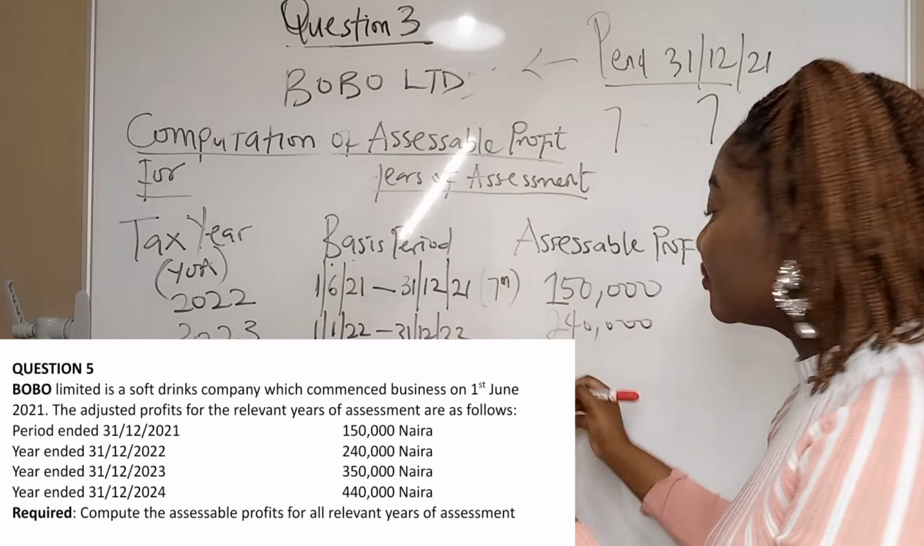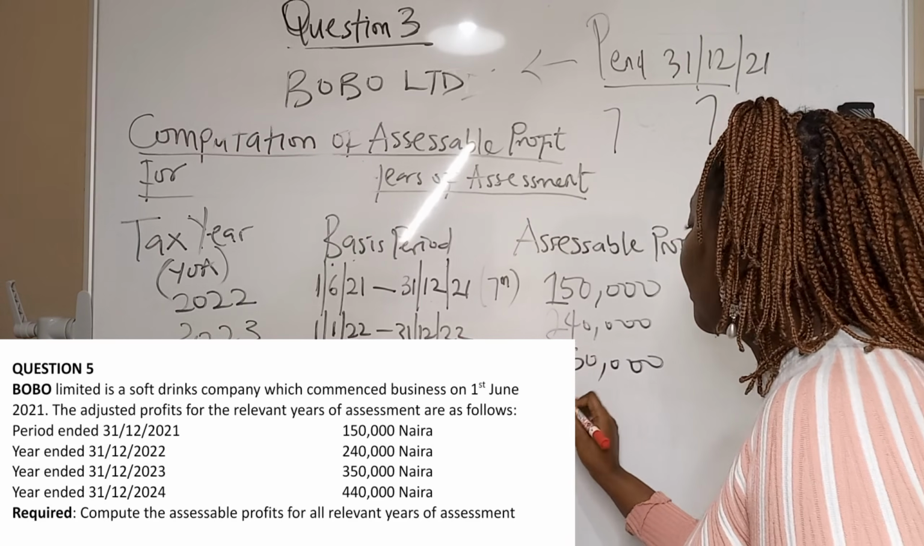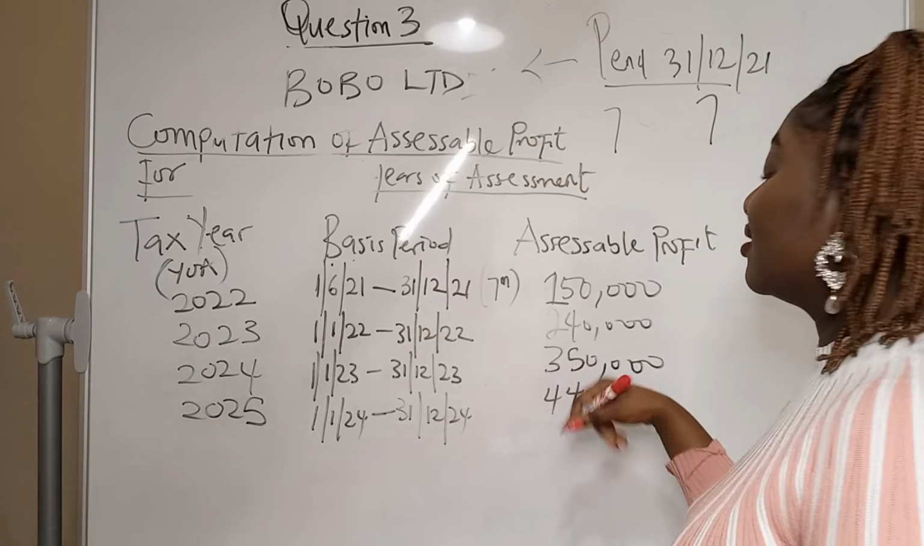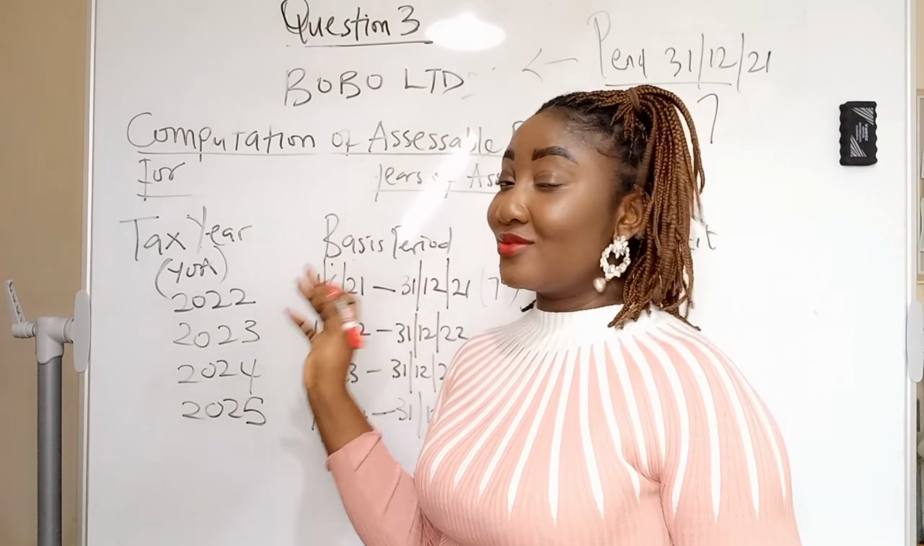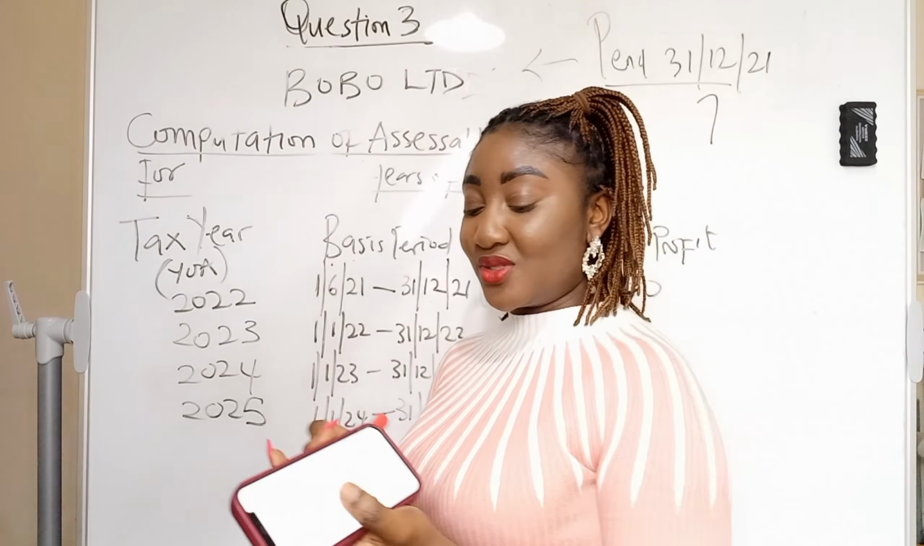The next one to 350,000 naira. The next one to 440,000 naira. That's all these questions. So simple. So simple. I don't like wasting time on simple questions. So let's move to change in accounting date.